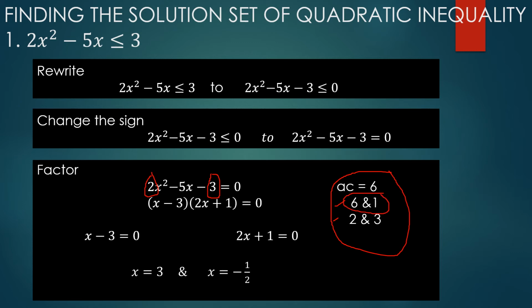So, gagawa kayo ngayon ng parenthesis. Ito na yung factored form niya: x minus 3 times 2x plus 1 equals to 0. After that, i-equate mo to 0. So, x minus 3 equals to 0 and 2x plus 1 equals to 0. Yung mga roots ngayon, eto na yon. X is equal to positive 3 and x is equal to negative half.